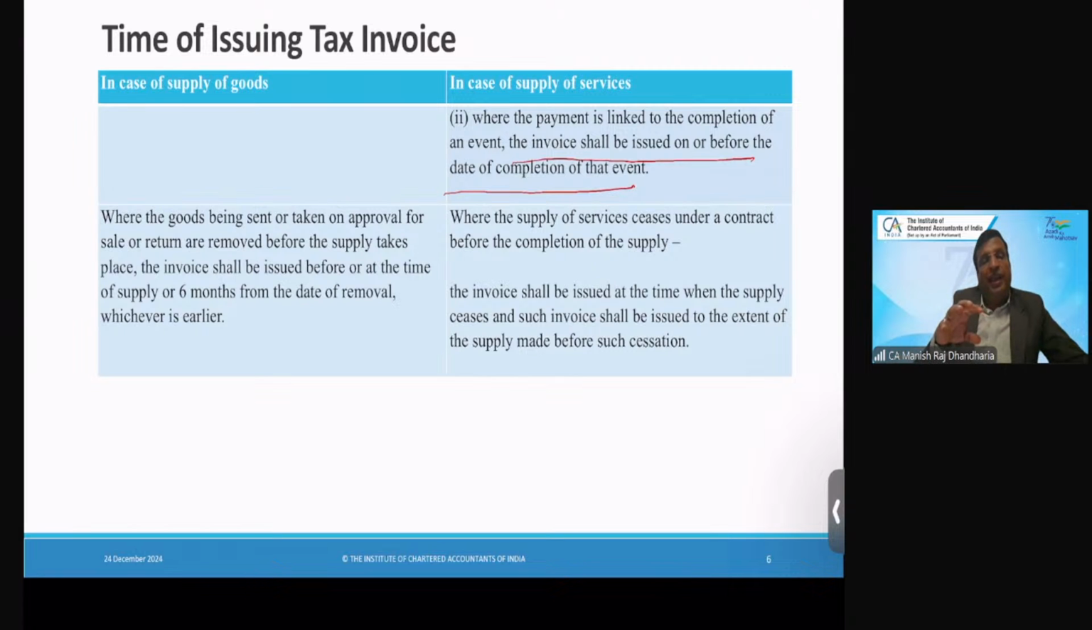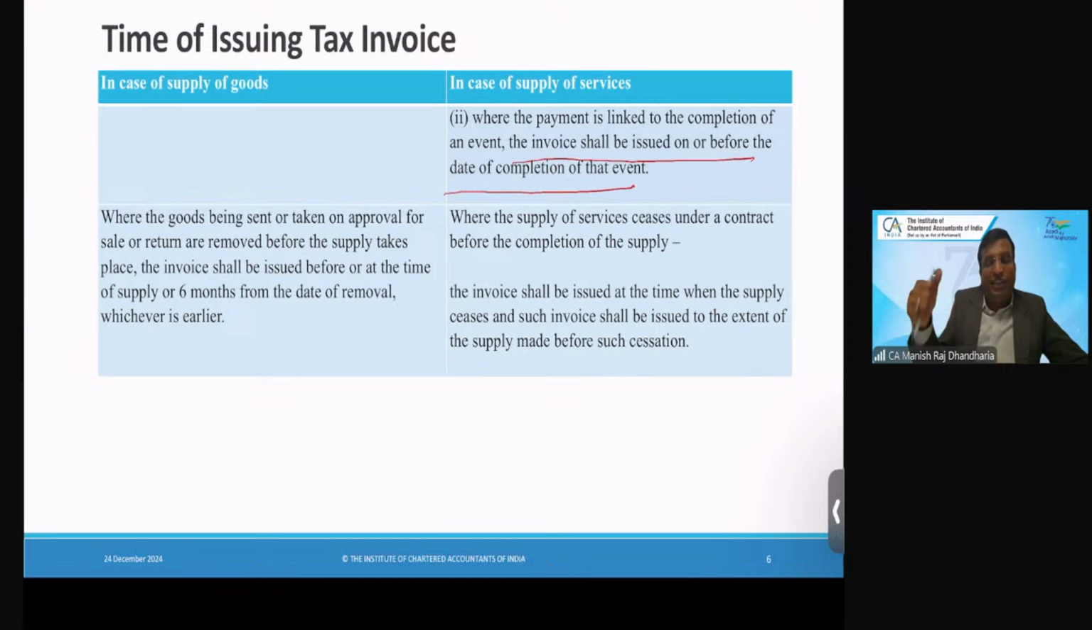अगर 6 months में वो रिटर्न नहीं आता है वापस, then in that case it will be deemed that the goods has been supplied and invoice has to be issued. Okay. मतलब whenever we are sending any goods on approval basis, if the recipient gives the consent before 6 months, in that case invoice has to be issued the date on which consent has been given.